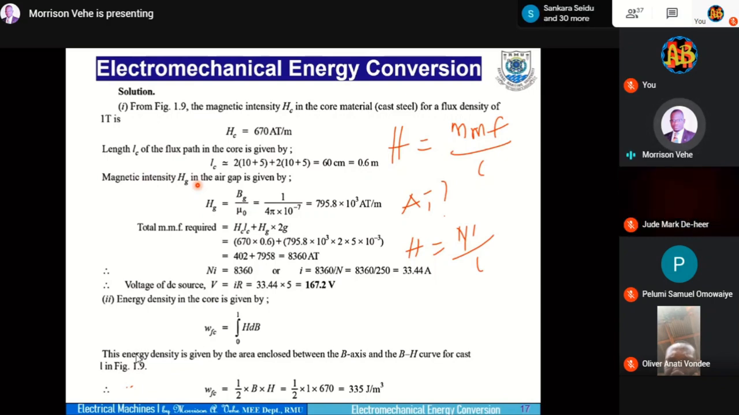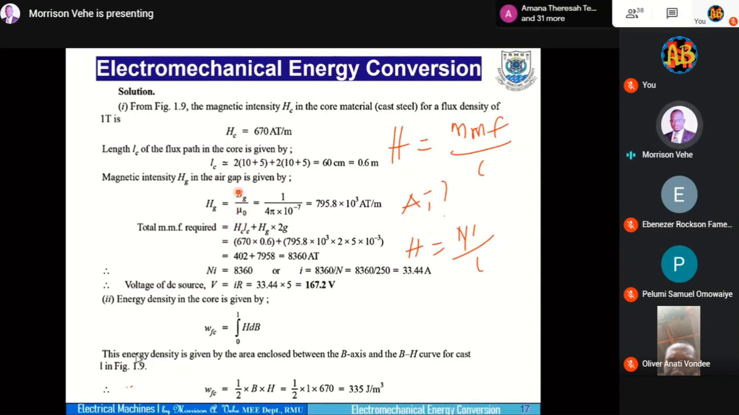Then you also have your magnetic intensity in the air gap. For that, you have our flux density in the air gap divided by the mu naught. What is our mu naught here? Our mu naught is what? 4 pi times 10 to the power negative 7. That's the value I've given, but exactly what is the mu naught?